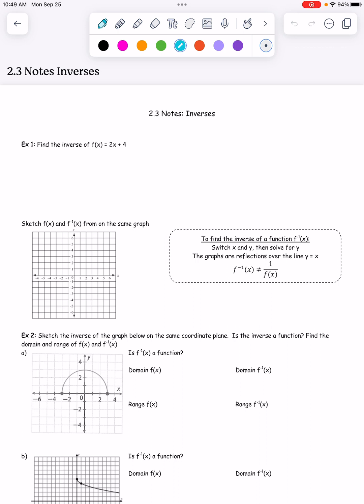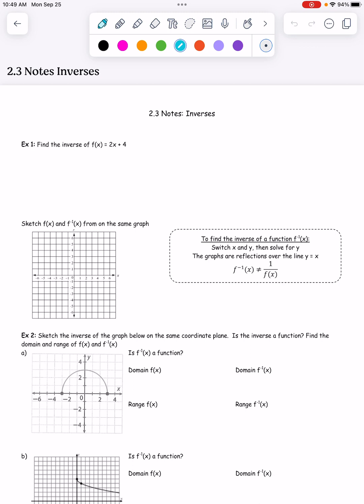So, inverse, if you think about that word, it kind of means the opposite or to undo something. That's what inverses are. To find the inverse of a function, it's a really easy process. It's 2 steps. The first step is going to be to switch the x and the y in the equation, and then the second step is to solve for that new y.